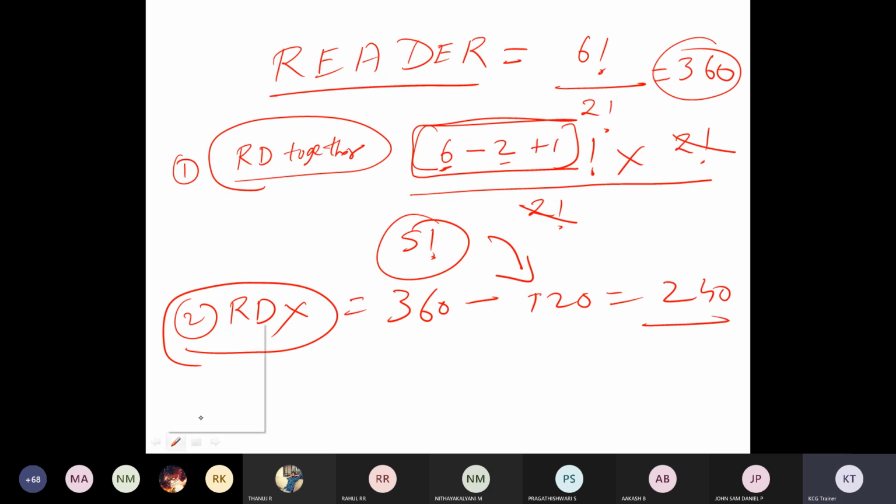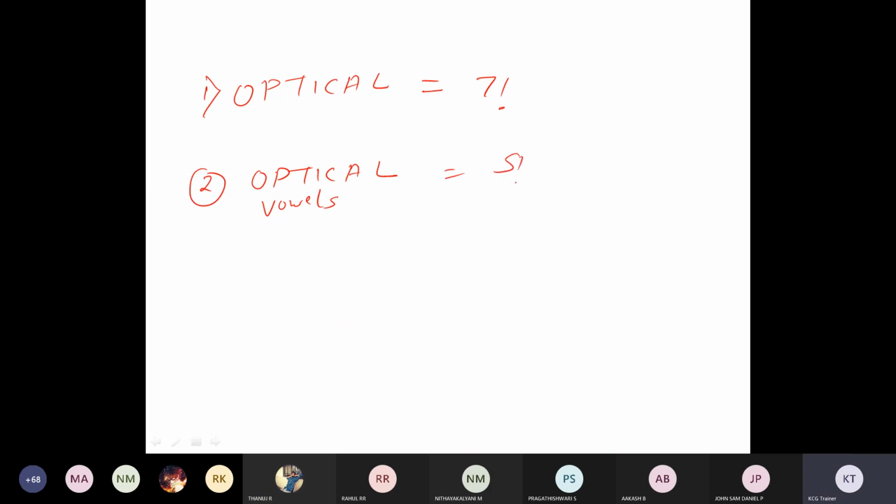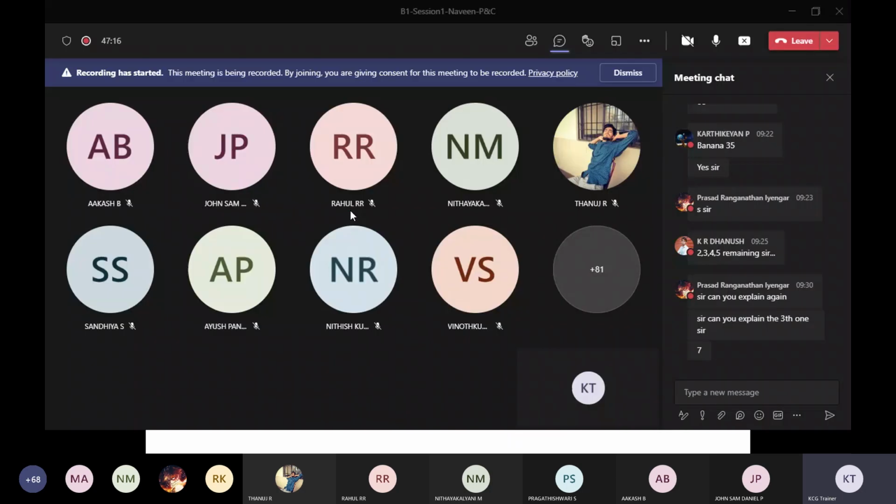Answer for optical basics. Maximum how many words possible? 7 factorial. That's all. Vowels together: 5 factorial into 3 factorial. Wonderful. Very good. And the third one comes, optical vowels not together, which is nothing but 7 factorial minus 5 factorial into 3 factorial. That's all. Everyone clear, guys? Others, please respond in the chat box. Are you clear?